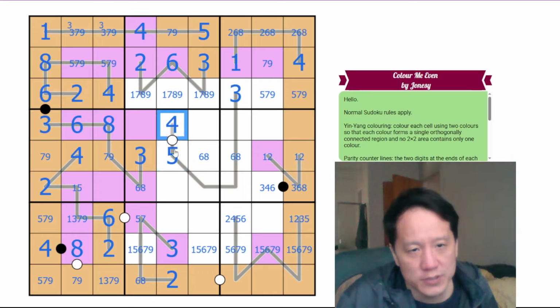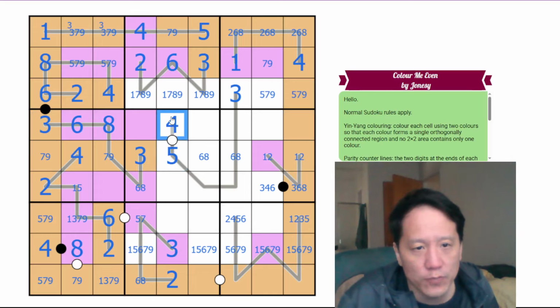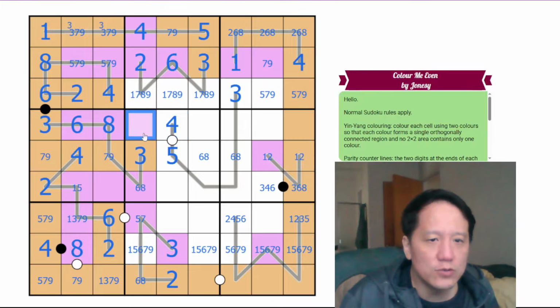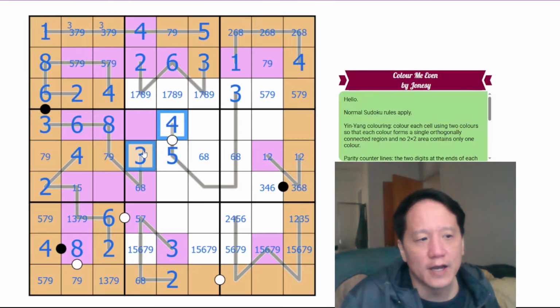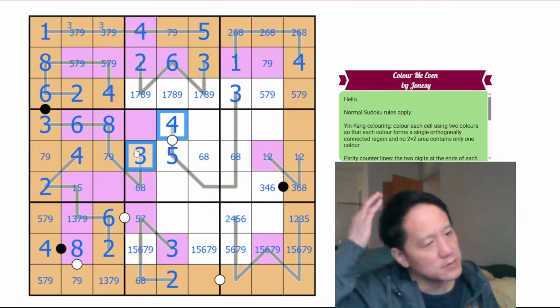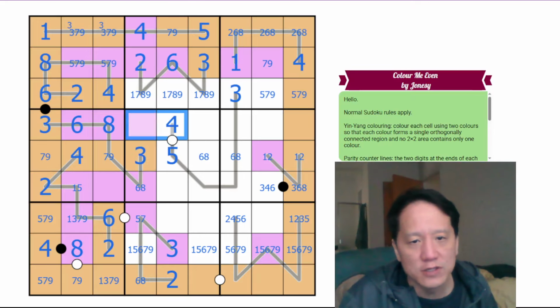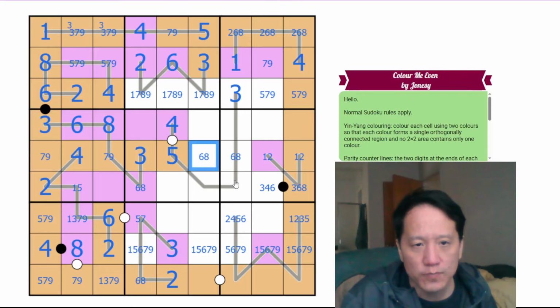These are opposite colors. If you had an orange here, that would force pink to be there. And then you'd have two of the same color being on the diagonal, with the opposite diagonal being the opposite color, which is not allowed. So then this must be pink and pink. This must be orange and orange.